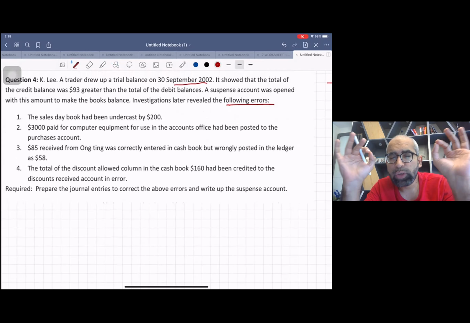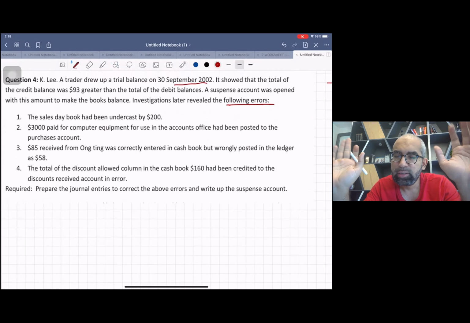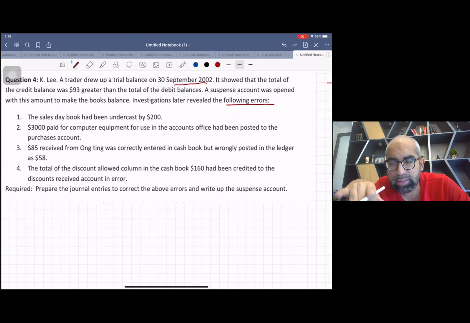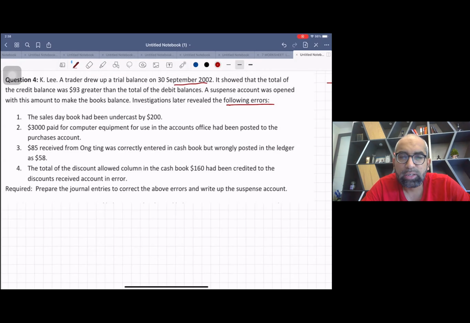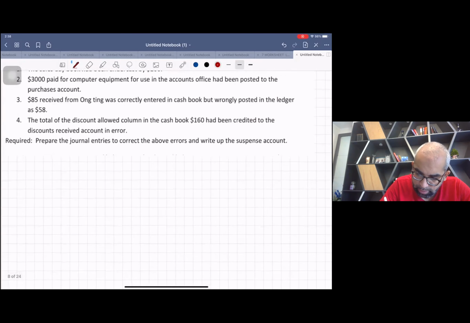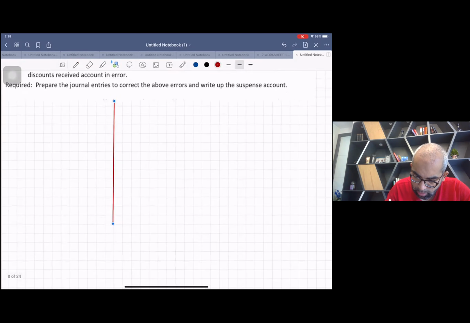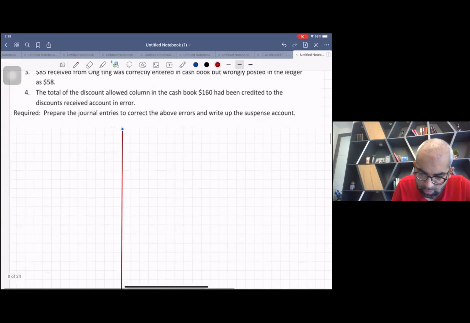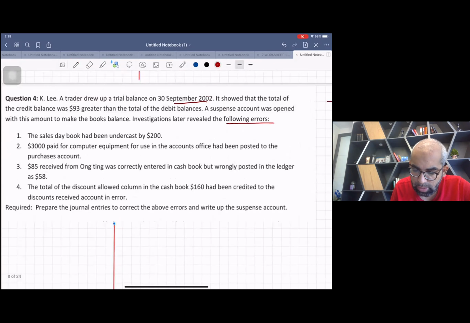So in the sales day book, we only record sales, right? So when we disturb sales, that means we disturb only one side of the double entry. And whenever we disturb only one side of the entry, that means trial balance gets disbalanced. So because of this error, we can see the trial balance is out. So directly make the correcting entry with suspense account.